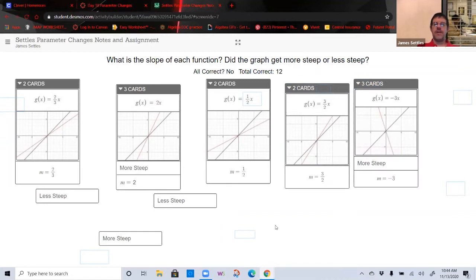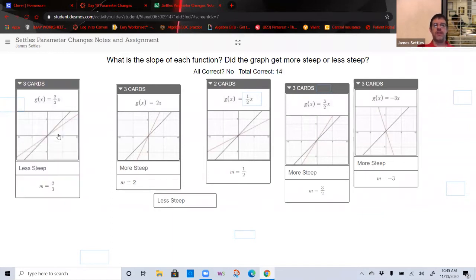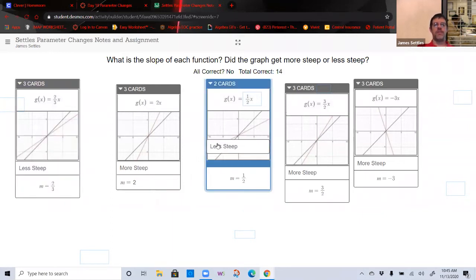Got the right one. And then the last one would be 3/2 because the 3 on top is bigger. So anytime that the number on top is bigger, that's more than 1. So that's more steep. All right, and then the 2 fractions where the number on bottom, so 2/3 and 1/2, the number on bottom is the bigger number. Then we're going to move a less steep there, and then move a less steep to the other one.